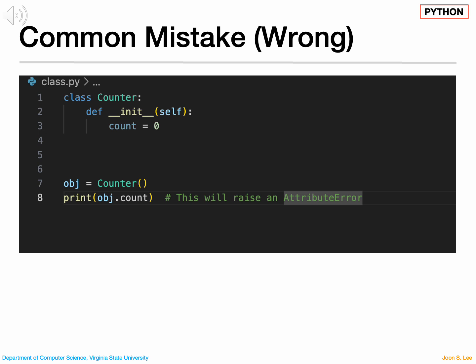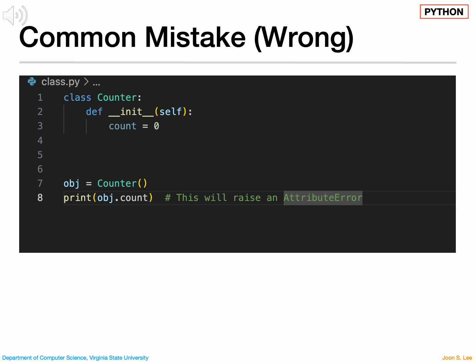On line 7, we create an object using obj = Counter(). At this point, the constructor runs, but it does not attach count to the object. Then on line 8, we try to access obj.count. Python now looks inside the object for an attribute named count. It doesn't find one. So Python raises an AttributeError, meaning this object does not have an attribute called count. This error is one of the most common errors you'll see when working with classes in Python.